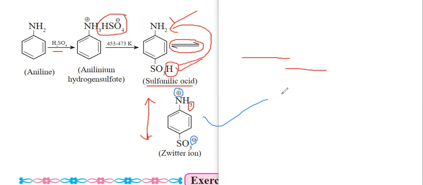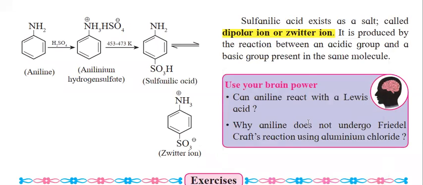This zwitter ion is also an important product, as it contains both acidic as well as basic groups. For industrial purposes it is a very important compound, and by using it you can carry out a variety of reactions. Sulfanilic acid exists as a salt, and that salt is called a zwitter ion, a dipolar ion. It is produced by the reaction between the acidic group and the basic group present in the same molecule. This is the basic group and this is the acidic group.